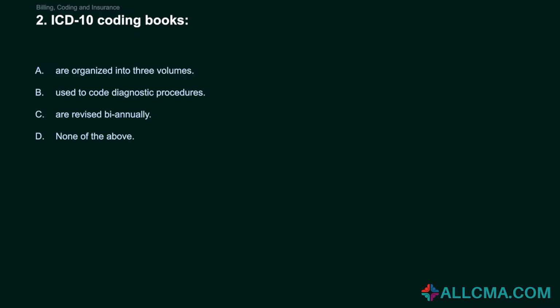2. ICD-10 coding books. A. Are organized into 3 volumes. B. Used to code diagnostic procedures. C. Are revised biannually. D. None of the above. Correct answer, A. Are organized into 3 volumes.